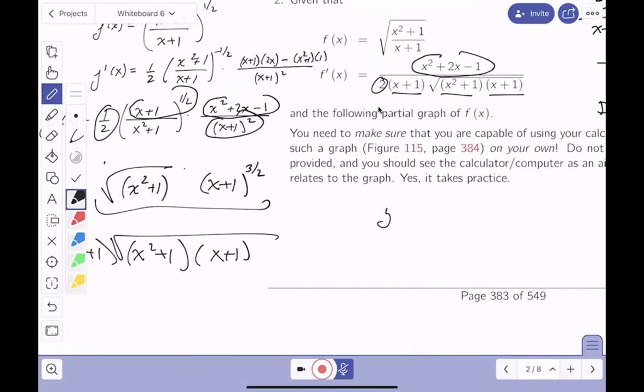So I'm going to get the y-intercept now. I'll set x to be 0, so that's f of 0, and you're going to get 1 over 1, which is 1. So what's the y-intercept? Well, x is 0, y is 1. Let's see if I got it right.